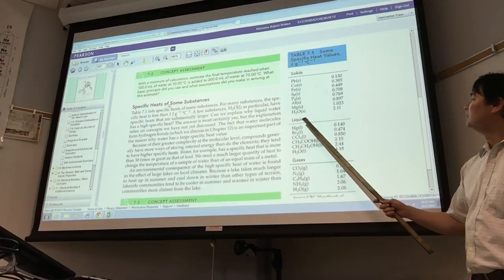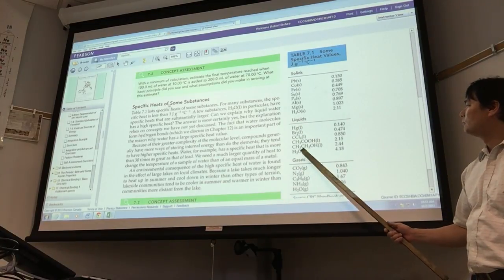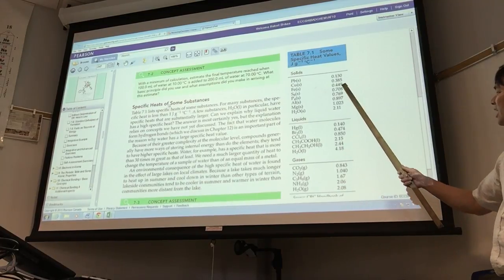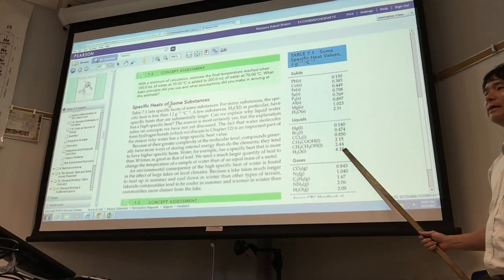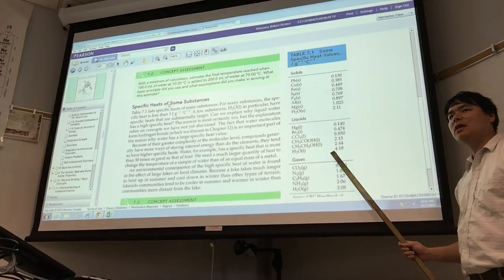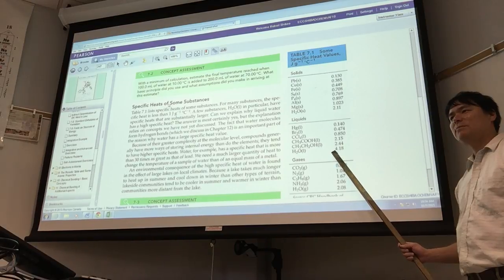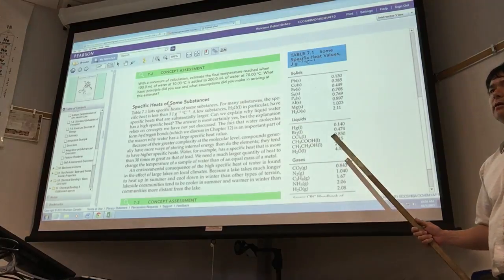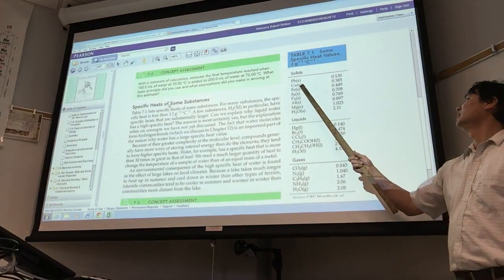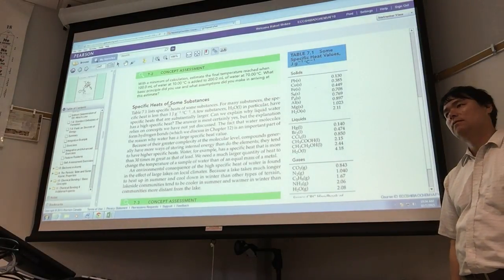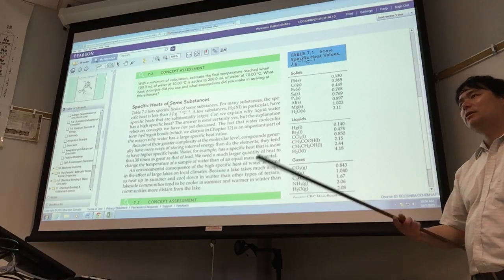Whereas liquid water, 4.18. Is that the highest? That's the highest. And so to heat up liquid water by a degree C requires a lot of heat. Does that make sense? Why would it require liquid water so much heat to raise the temperature by a degree C, whereas lead requires so little heat to raise the temperature by a degree C? That's what we want theory to help us answer.